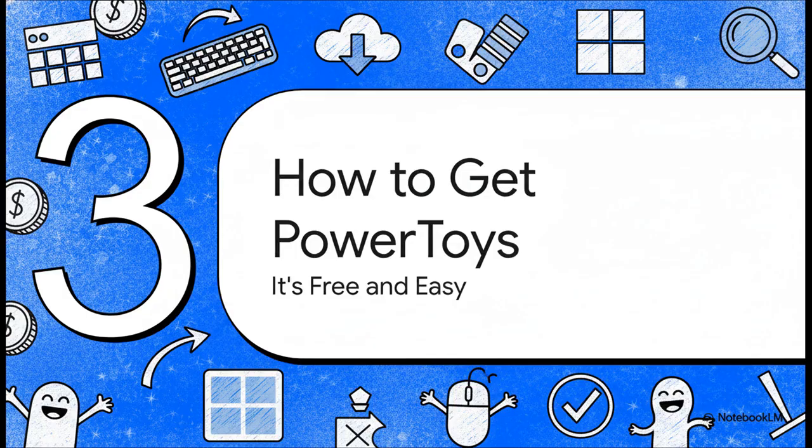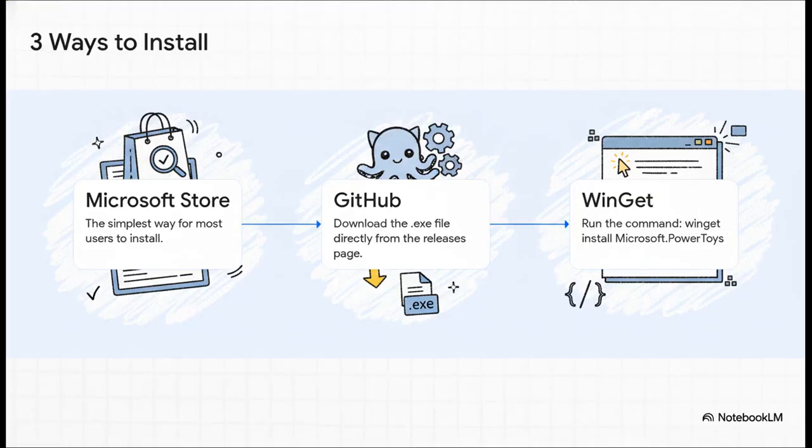So, by now, you're probably thinking, okay, you sold me, I need this. And the great news is that getting PowerToys is completely free and ridiculously simple. You've basically got 3 easy options. For most people, the simplest way is to just open the Microsoft Store, search for PowerToys, and click Install. That's it, you're done. If you want a bit more control or an offline installer, you can grab the file directly from GitHub. And for all you command line wizards out there, you can just pop open your terminal and type winget install microsoft.powertoys. It's accessible for literally every skill level.